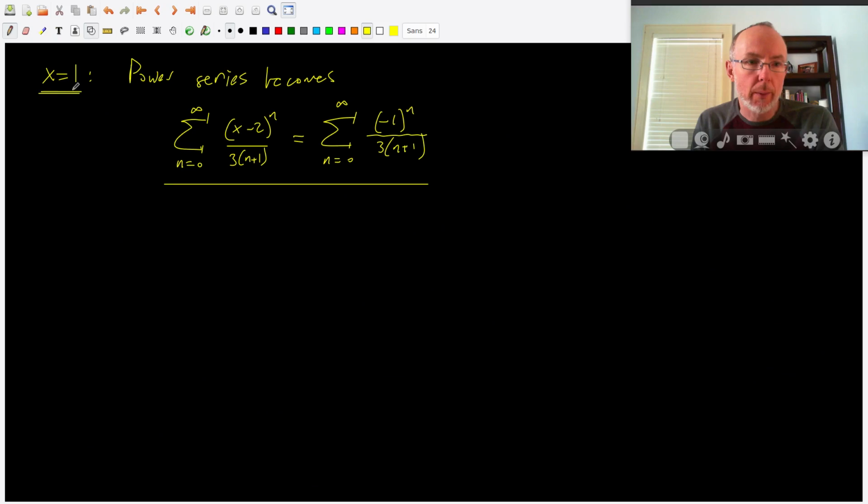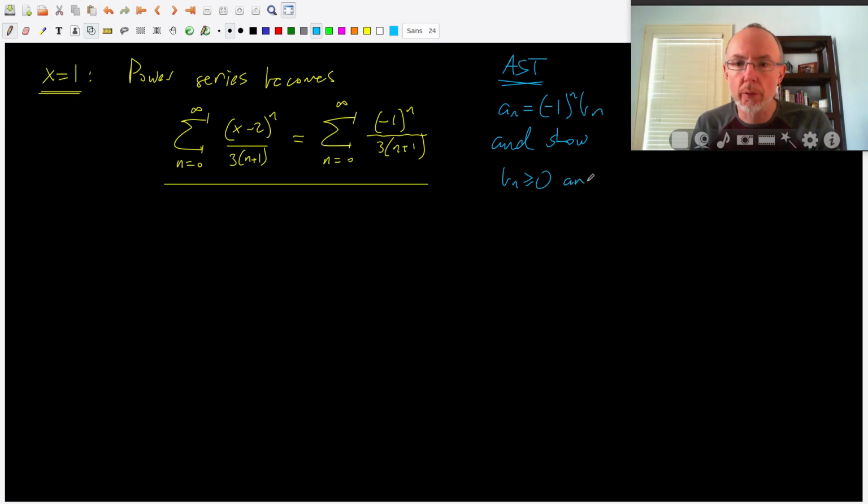When x equals 1, we don't know whether these converge or not yet, but when we plug x equals 1 in here, we're going to get 1 minus 2, which is negative 1. And so this is an alternating series, minus 1 to the power of n over these terms. We need to use the alternating series test. If you remember the alternating series test, it says to take the positive piece that's left apart from the alternating terms, b sub n. Then we need to show that b sub n is greater than or equal to 0, and also that b sub n is a decreasing sequence.